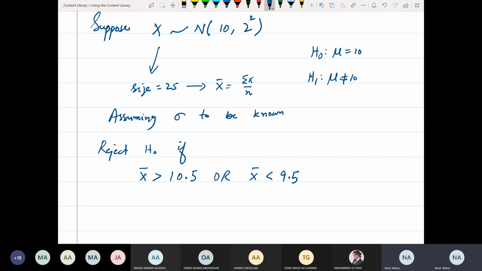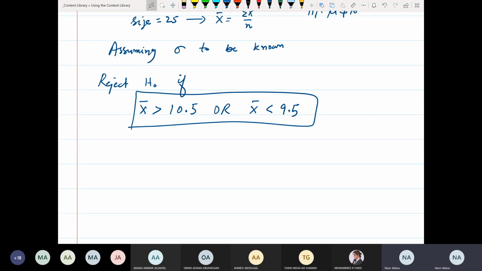I will say I reject H0, because now X bar is deviating from mu by a significant amount. For me, significant amount is half. For you, it can be different, from person to person. This is called the rejection region. Whenever there is a question of finding alpha, the rejection region will be given. Now I can ask you to give me the alpha for this rejection region. What is alpha for this rejection region?